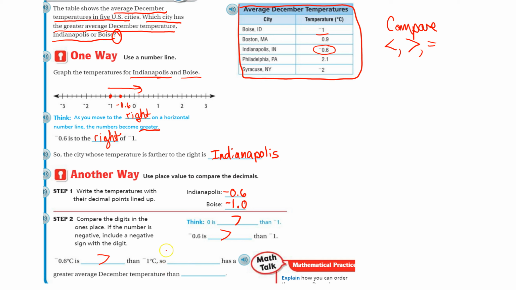So Indianapolis has a greater average December temperature than Boise.